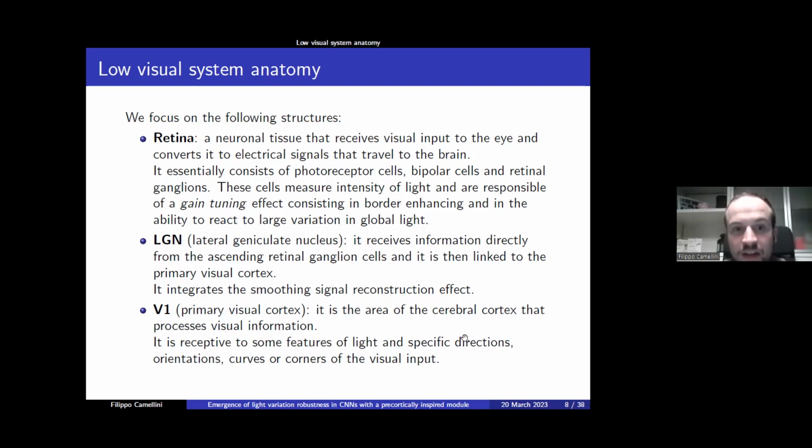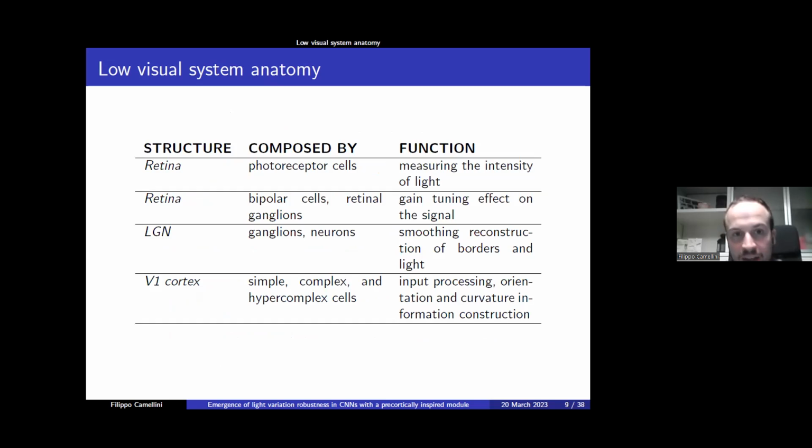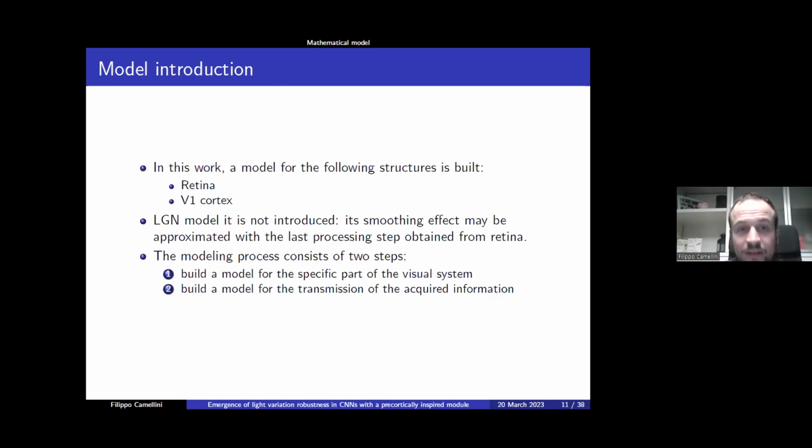And it is linked directly with the primary visual cortex, that is the area of the cerebral cortex that is the first processing step, and it is receptive to some features of light and specific directions. So this is a scheme that we will see later, and now we can introduce the mathematical model for this specific part. In particular, in the article, the retina and V1 cortex are modeled, because the LGN may be approximated for simplicity with the last processing step obtained from the retina.